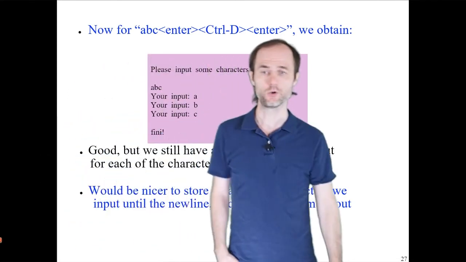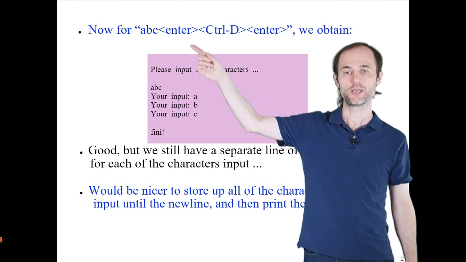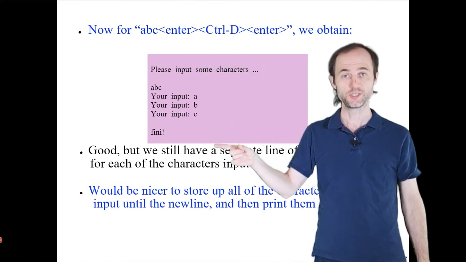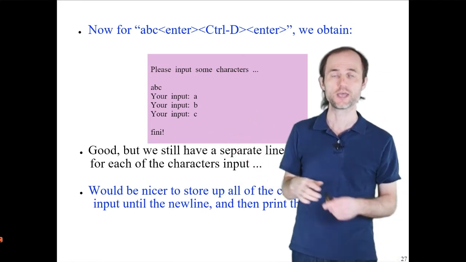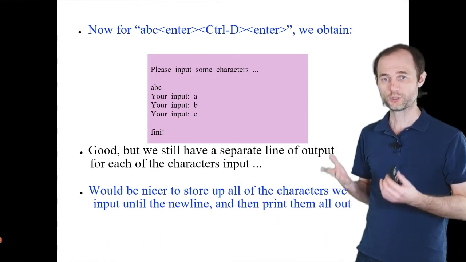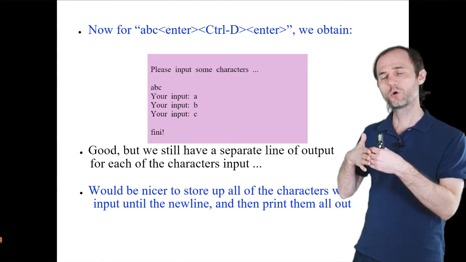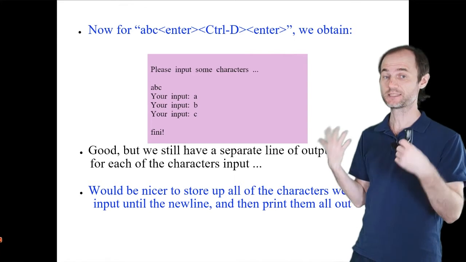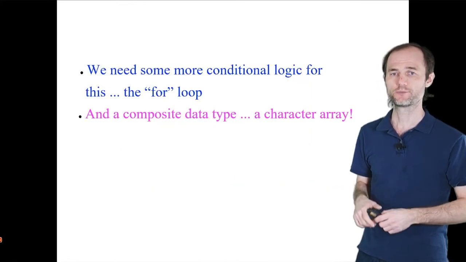So this is how the output now will look like. If we enter A, B, C, enter, Control-D, and enter, we're not going to see the enter or Control-D printed out. But other than that, we still are getting one character printed out per line. Wouldn't it be nice if we could somehow put the characters together in a line and print them out as a line if we actually want to see what we input? Let's try and do that.